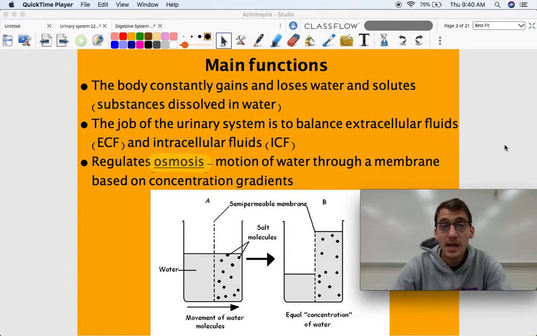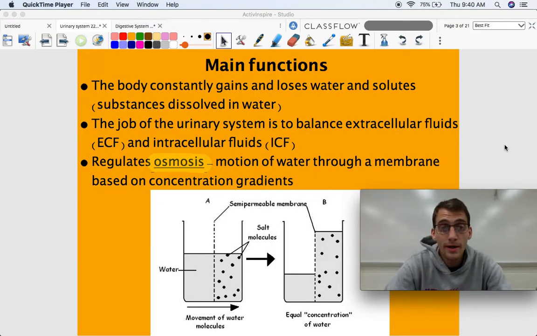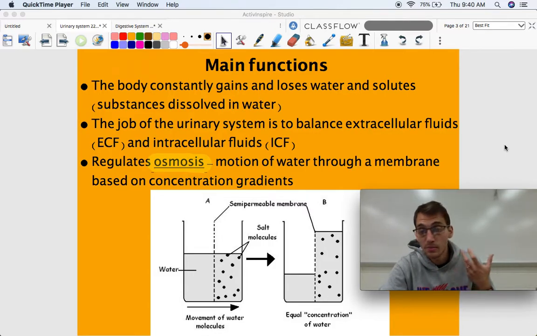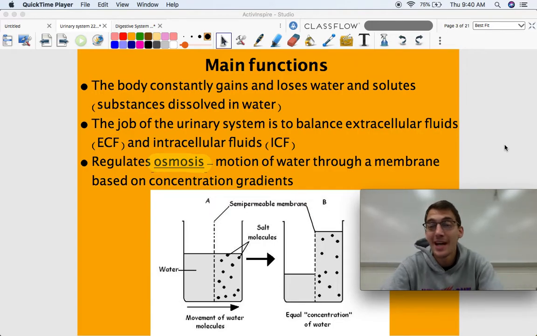The body is constantly gaining and losing water and solutes. So I am losing water right now. I'm losing water through my breath. My hands are a little sweaty. But you constantly lose water, and you need to be gaining water back. You've heard this before: everybody needs to hydrate, right? We'll talk about that a little bit more later. But you also gain and lose solutes. You gain solutes from the food you eat, and you lose solutes from going number one or going number two.